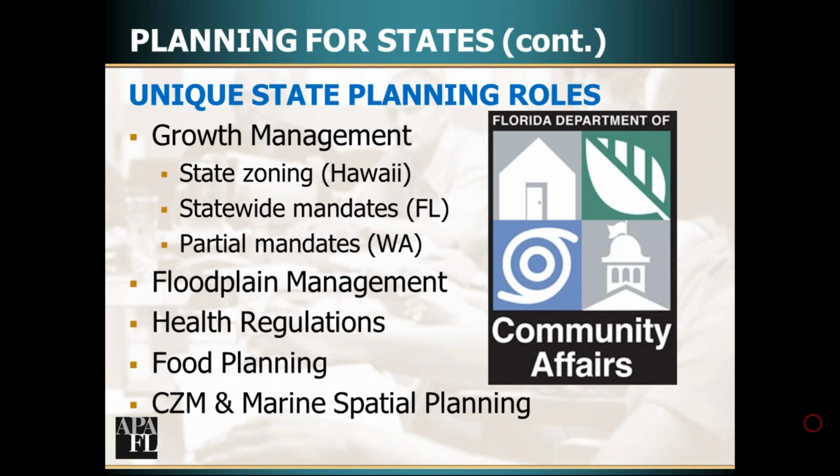All right. There can be partial mandates. This is an example of Washington. If you're west of the Cascades Mountains in the state of Washington, you have to do a comprehensive plan. If you're east of the Cascades, then it's voluntary whether you as a county or local government do comprehensive planning. So that's a partial mandate.